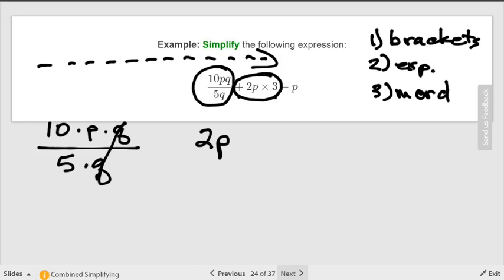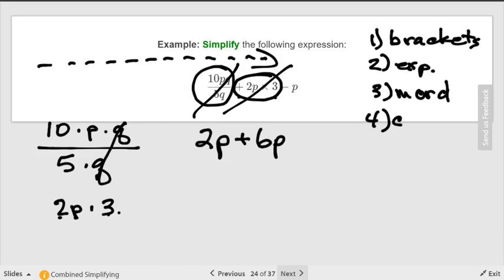Positive times a positive is a positive. And because it's between two terms, I have to write the positive. You do not get a choice. And here we'll multiply. So we're taking 2p times 3. So 2 times 3 is 6. P times nothing just stays P. Now I've done the division and I've done the multiplication.